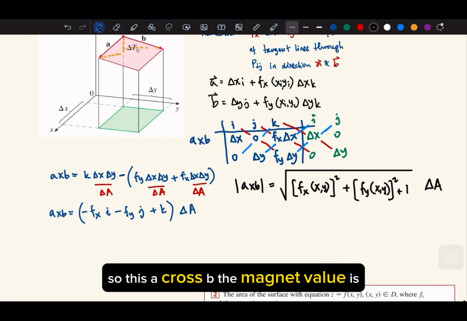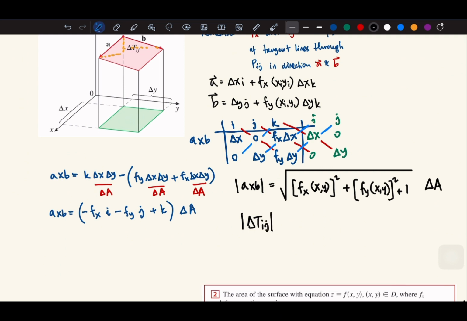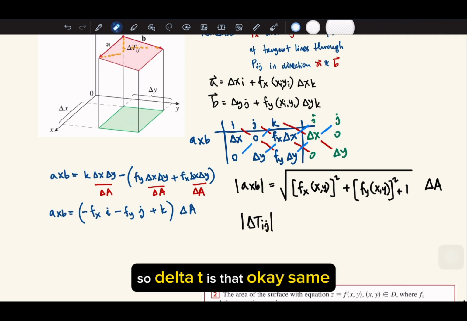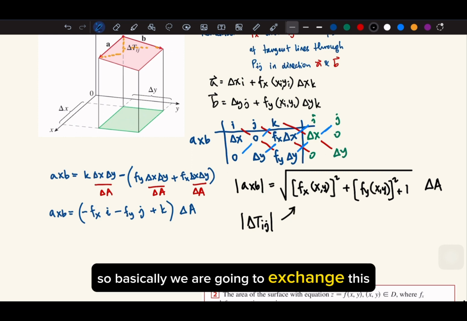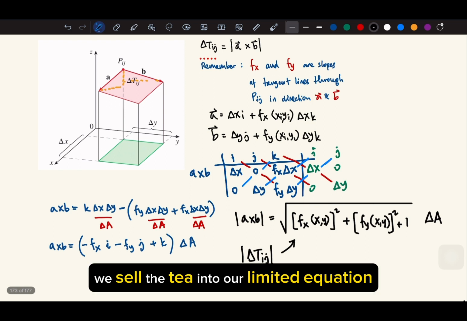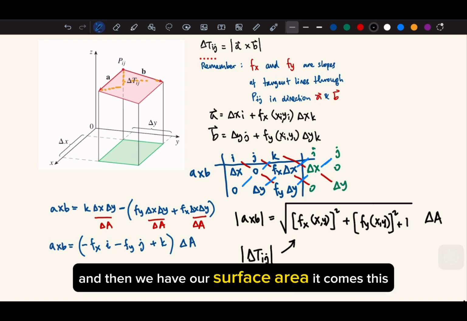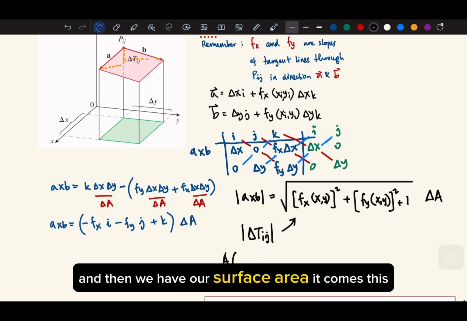So this A cross B, the magnitude value, we say that this is the definition of the delta t. So delta t is that, same. So basically, we are going to exchange this delta t into our limit equation. We change to limit equations, and then we have our surface area becomes this.